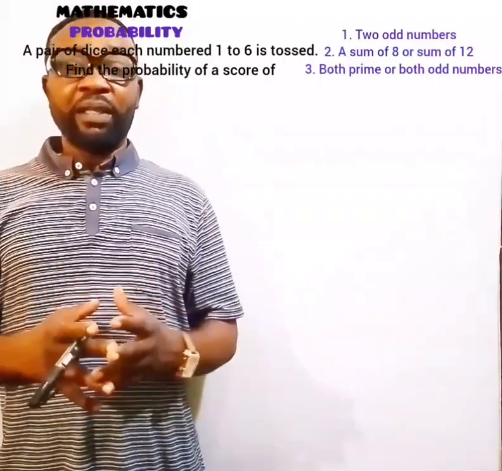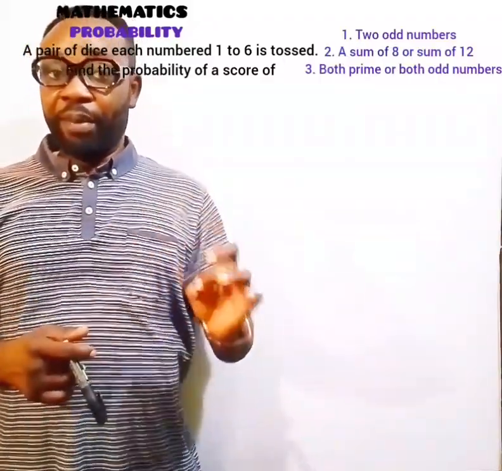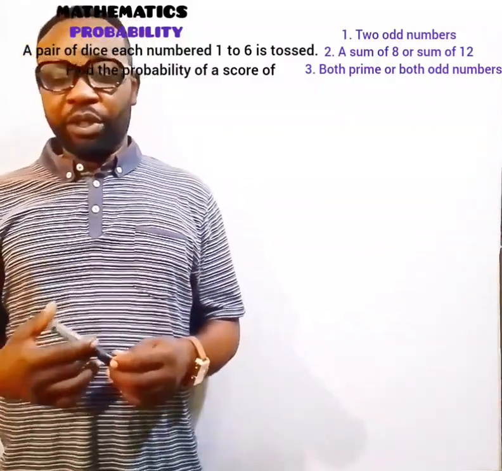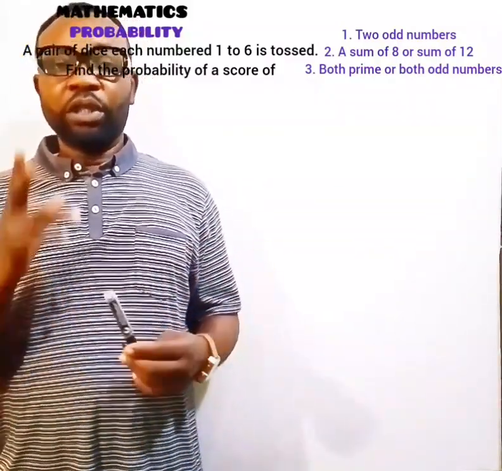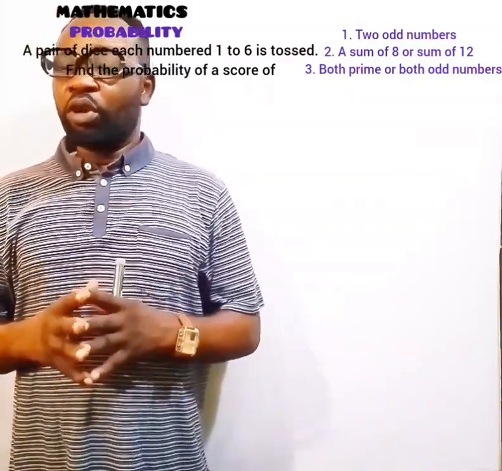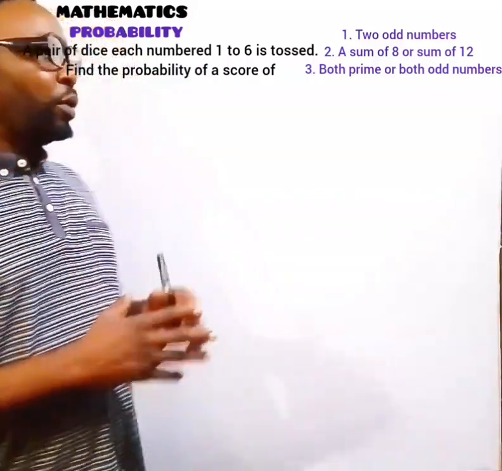A pair of dice is tossed. When you hear a pair, it means two. Don't forget when you talk about a pair of trousers, a pair of shoes, it means that two things are done together. Now, for the outcome that we are going to have, I'm going to construct a table.